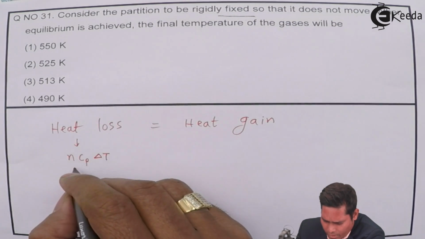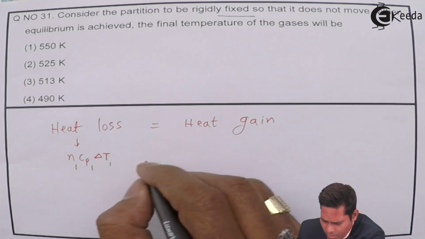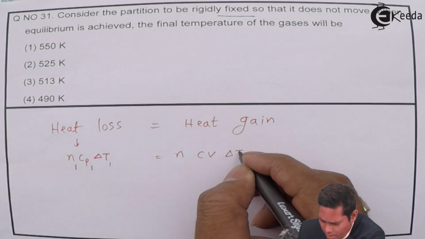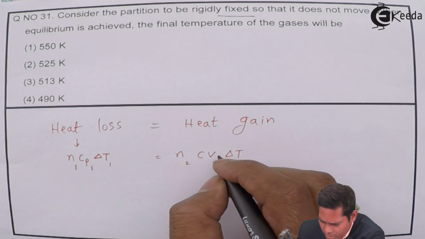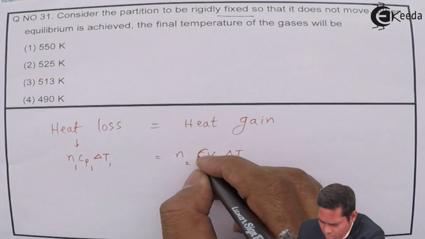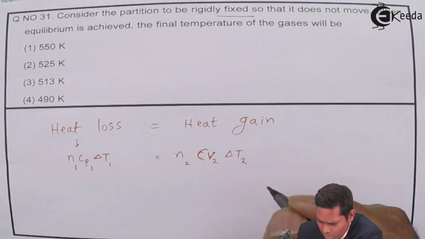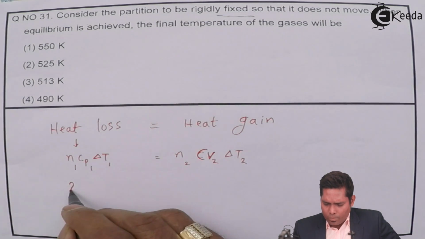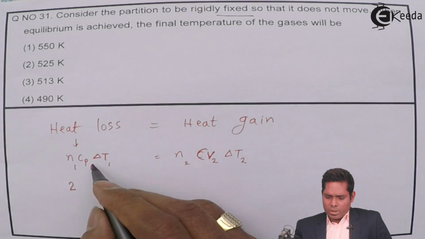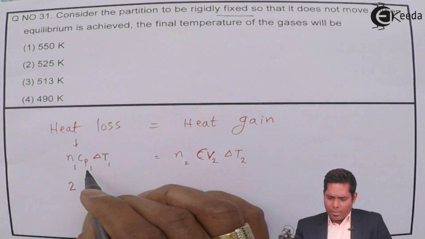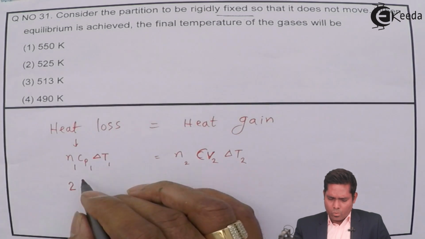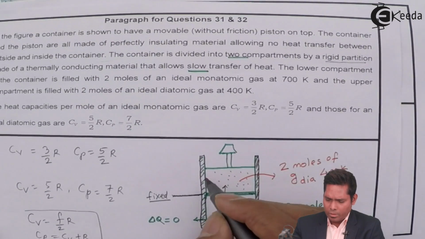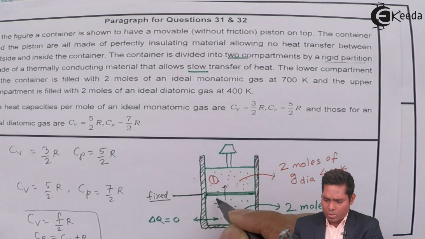If I write 1 for this, then this is nCv delta T, and I'll write 2 for this. What I have is that the number of moles is 2 in both the cases. Cp is 7 by 2, this one I am considering the first one. I consider this as 1 and this as 2.